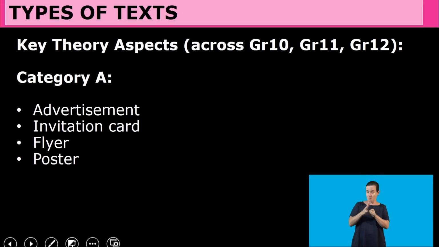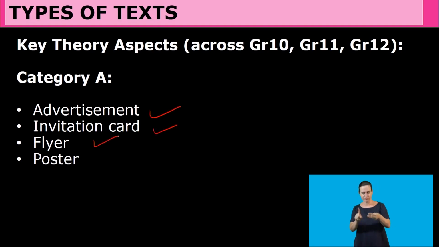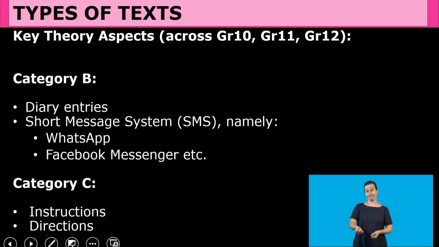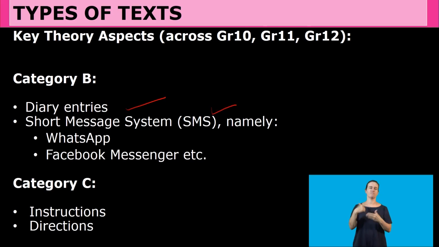Key theory aspects across grade 10, 11 and 12 include the types of texts. There are three categories. Category A includes the advertisement, invitation, flyer and poster. These are all very similar. Category B has diary entries, short message system, SMS, and these could also include messages on WhatsApp, Facebook Messenger, and other platforms. Category C only has two texts, and that would be instructions and directions, which are also very similar.